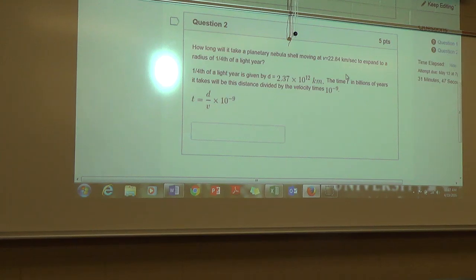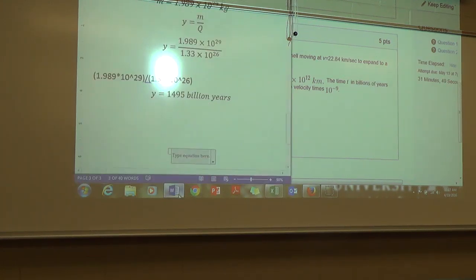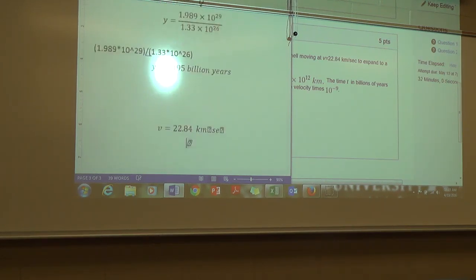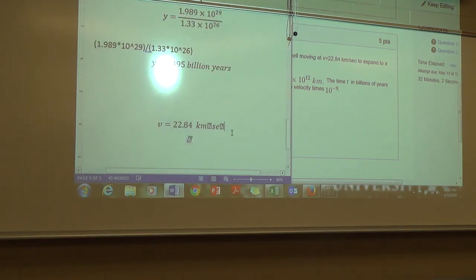All right? So we have our velocity v equals 22.84. Right. Apparently it is not my day for computers.